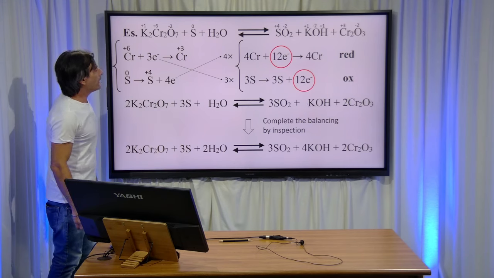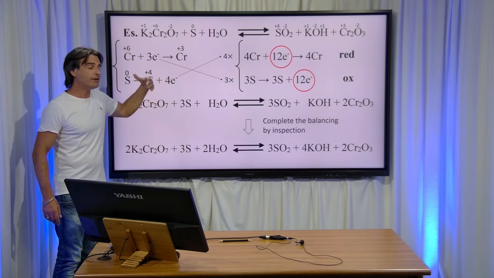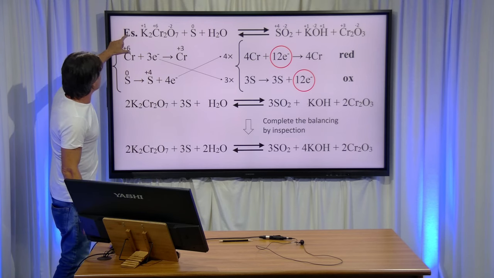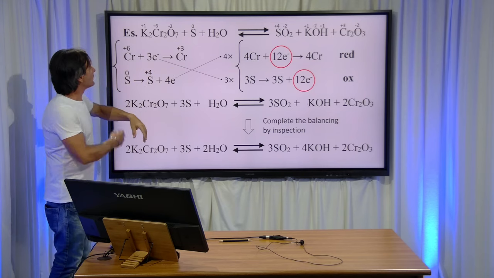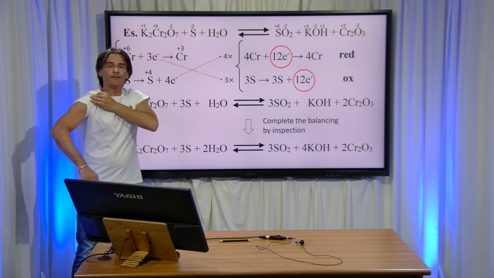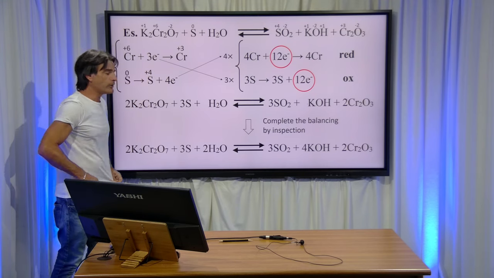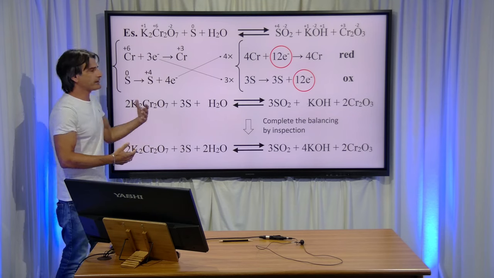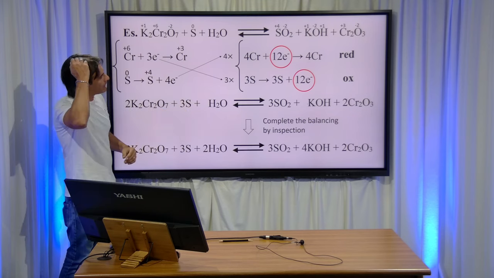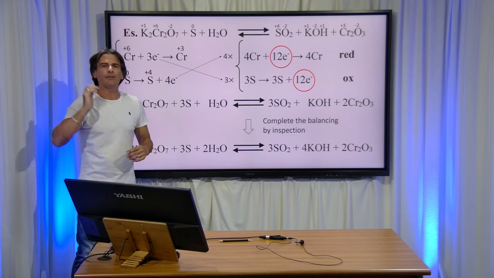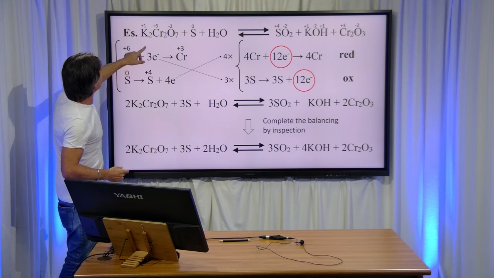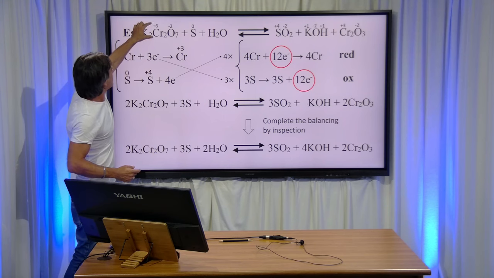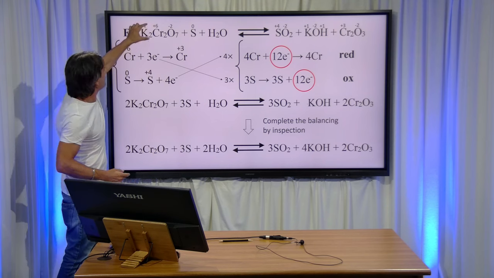So, having done this, we can recognize the element to which the oxidation number is increasing and the one to which the oxidation number is decreasing. In this case, I can see that chromium is first equal to +6.